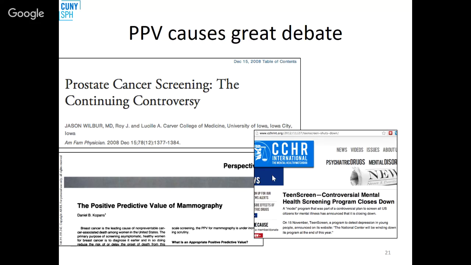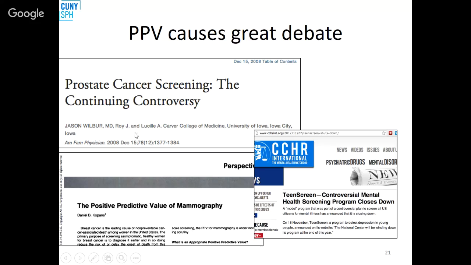And I think that this concept of PPV is really not well known, not only among the general public, but among healthcare practitioners and doctors. It's not well understood. And as a result, it has caused great debate once patients and doctors realize that some of these tests that are very promising actually do not perform as well as they expected in a general population.